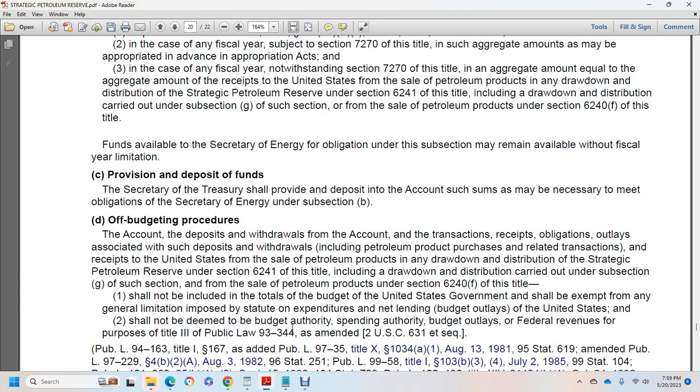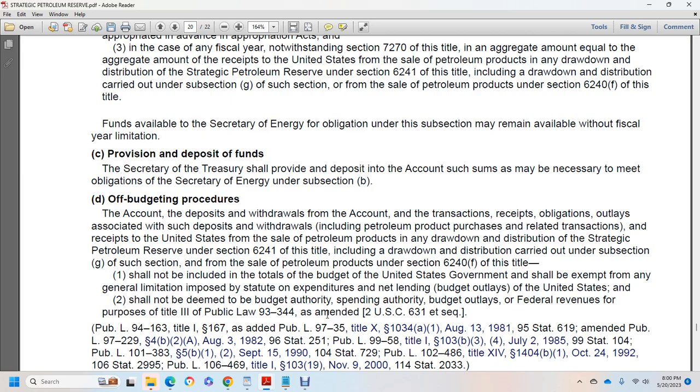Alright, D, off-budget procedures. Accounting for deposits and withdrawals from the account and transaction receipts, obligations and outlays associated with such deposits and withdrawals, including petroleum product purchases and related transactions, and receipts of the United States from sales of petroleum products, any drawdown and distribution of the Strategic Petroleum Reserve under section 6241, including a drawdown and distribution carried out under subsection G of such section, and from the sale of petroleum products under section 6240F of this title, shall not be limited to the totals of the budget of the United States government, shall not be subject to any general limitation imposed by statute on the expenditure of net lending and budget outlays of the United States, and shall not be deemed to be budget authority, spending authority, budget outlays, or federal revenues for the purposes of Title 3, Public Law 93-344, as amended, or Title 2, U.S. Code 63-1.